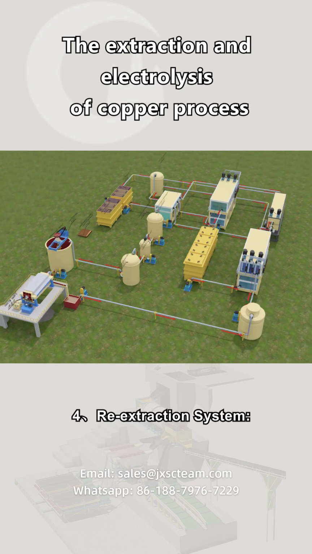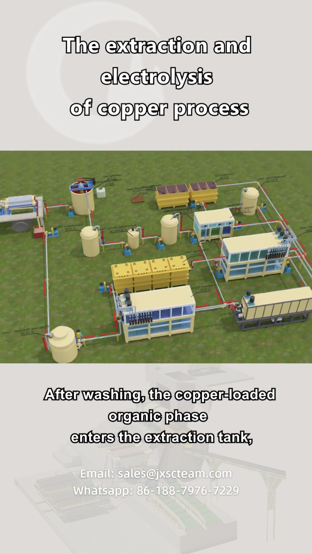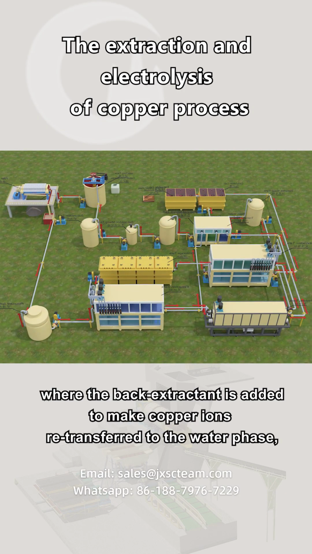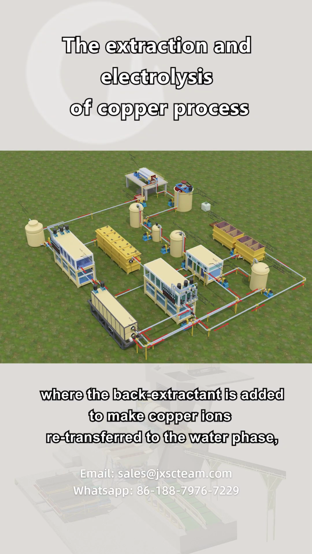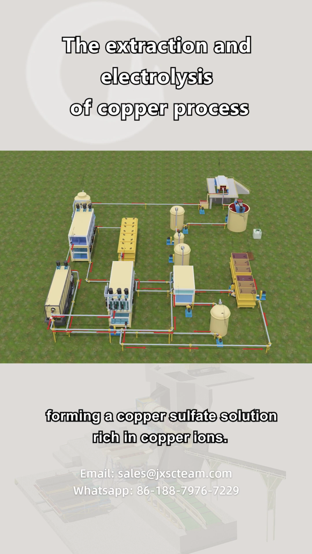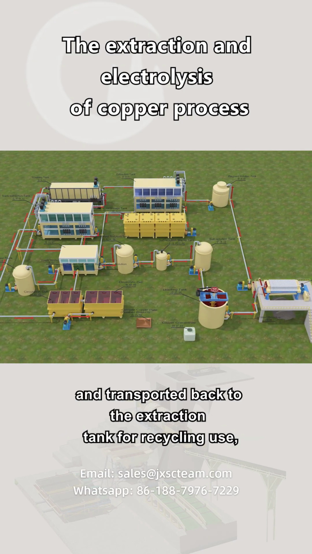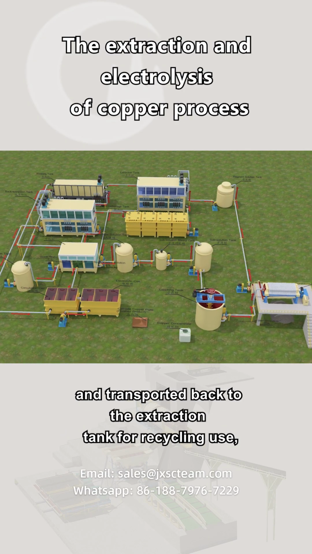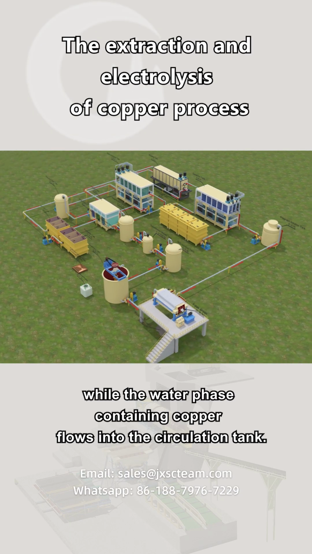4. Re-extraction system. After washing, the copper-loaded organic phase enters the extraction tank, where the back extractant is added to make copper ions retransferred to the water phase, forming a copper sulfate solution rich in copper ions. The organic phase after de-extraction can be recycled back to the storage cylinder and transported back to the extraction tank for recycling use, while the water phase containing copper flows into the circulation tank.